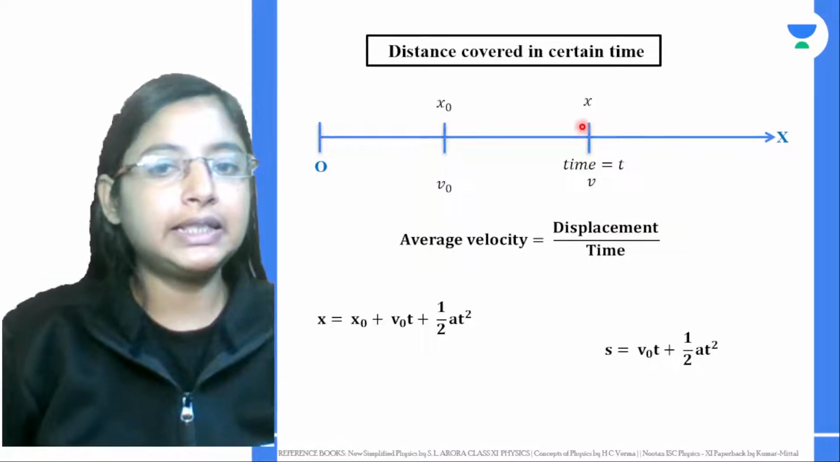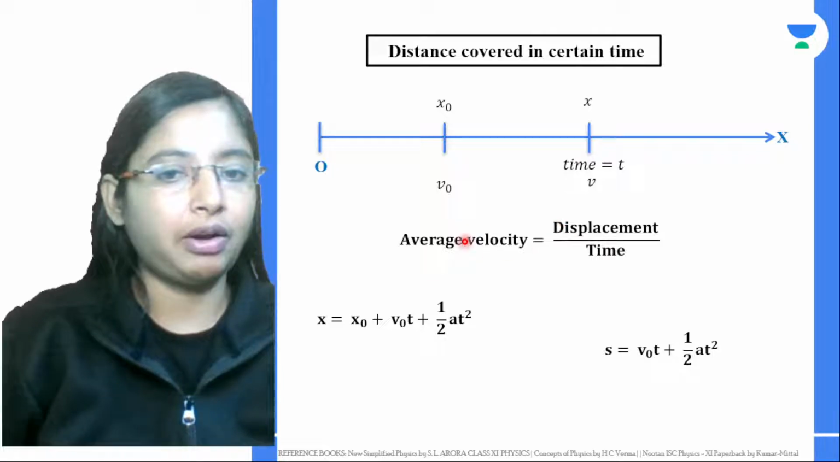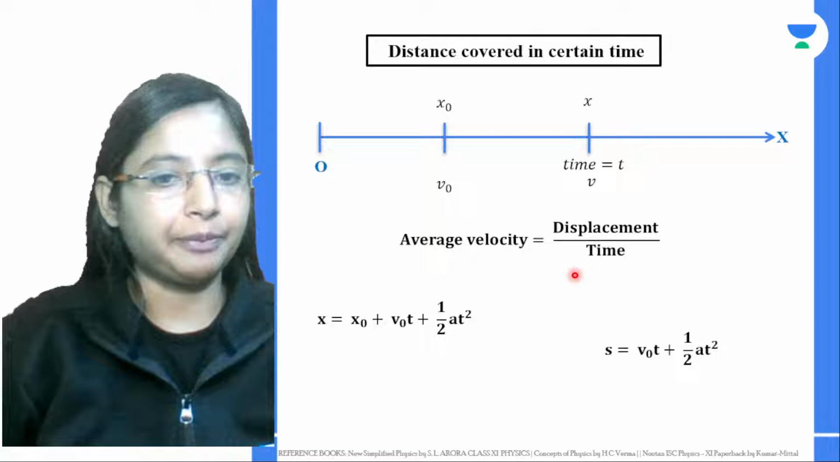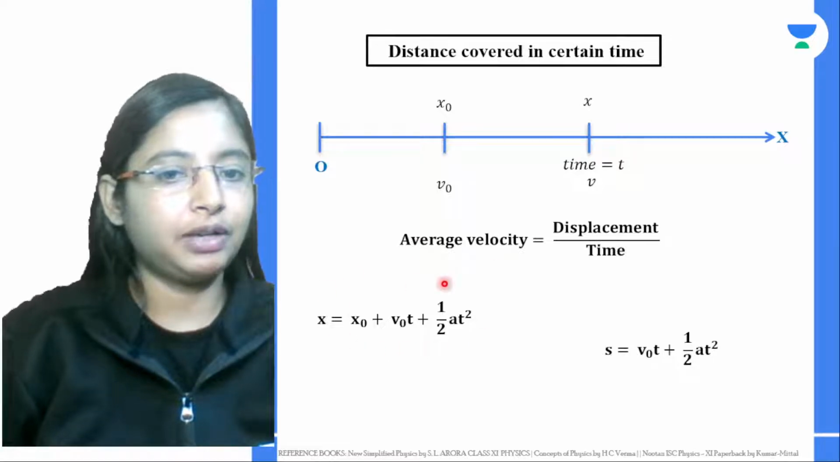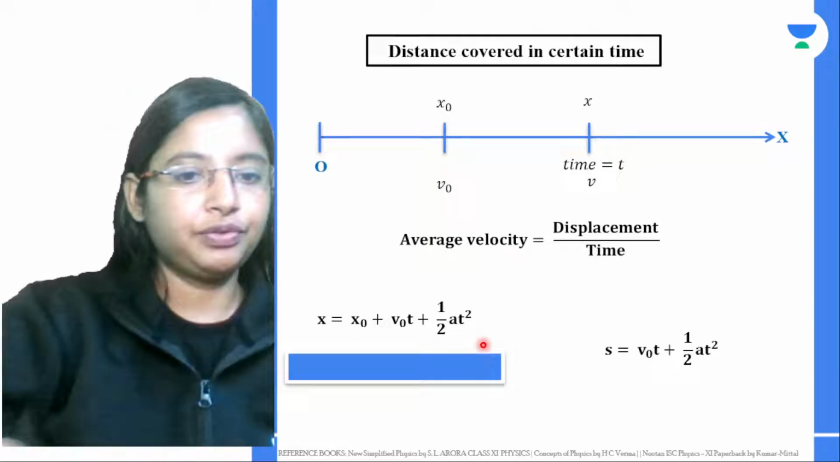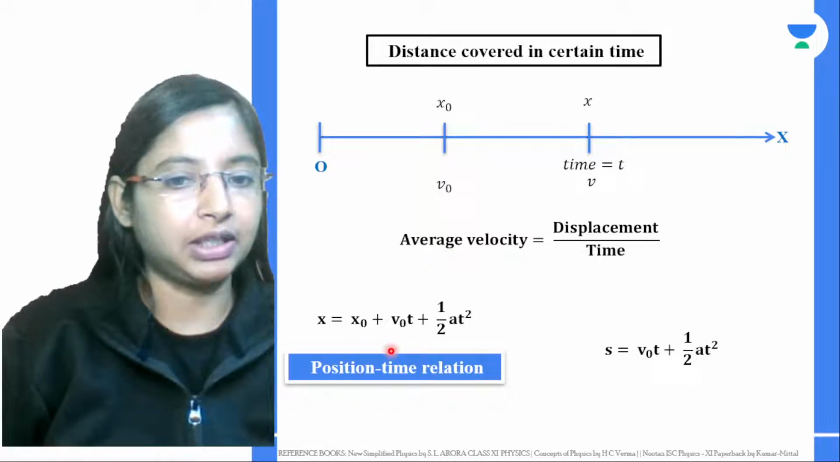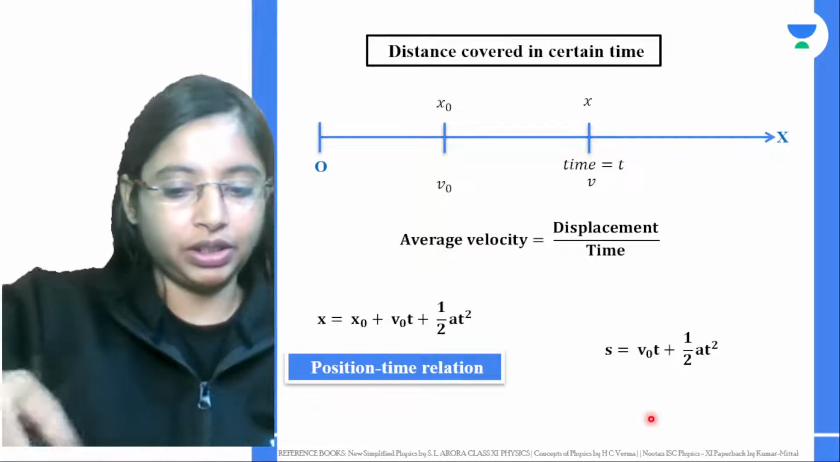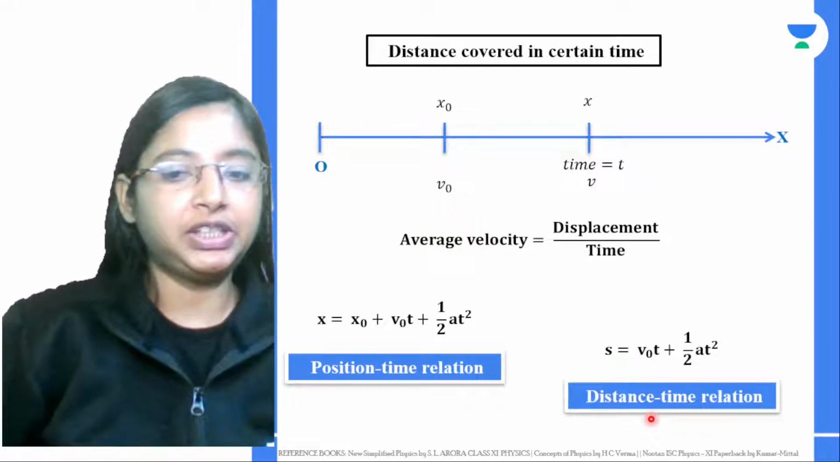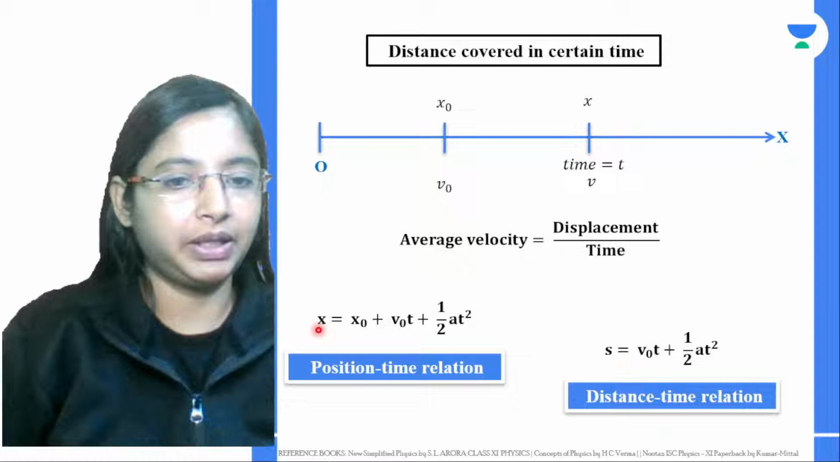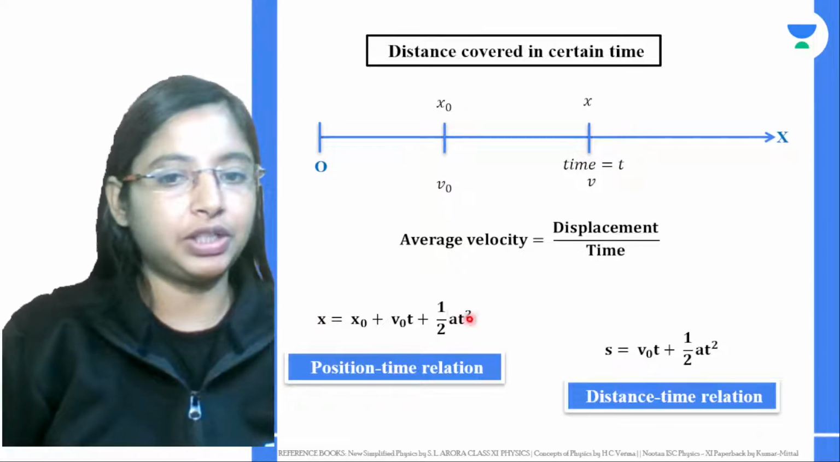So if you want the distance equation, what will you do? You start with average velocity, right? So velocity is given as displacement by time. From there we began the equation and we got two equations. Now this first equation over here gives you the position time relationship, and this equation over here gives you the distance time relation, x basically being the position. This gives you the position time relation.